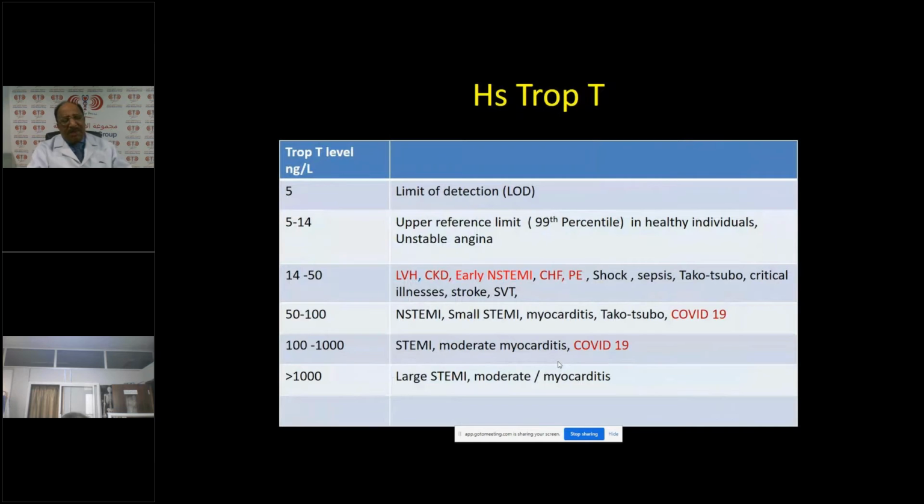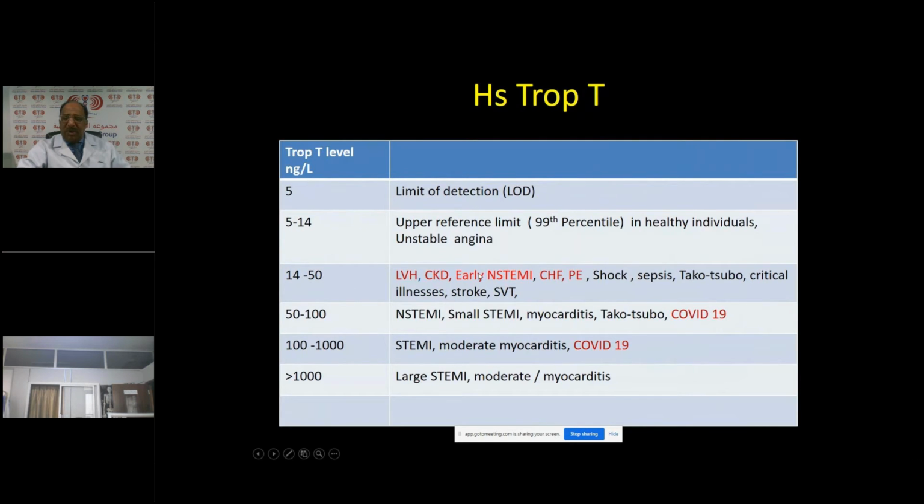Now, trop T can be elevated in non-ischemic conditions also. So this slide shows you the usual levels. Now 5 to 14, 5 is LOD, 5 to 14 is the normal healthy individuals up to that. But it can be also due to unstable angina, where the chest pain is typical, but the trop T is normal.